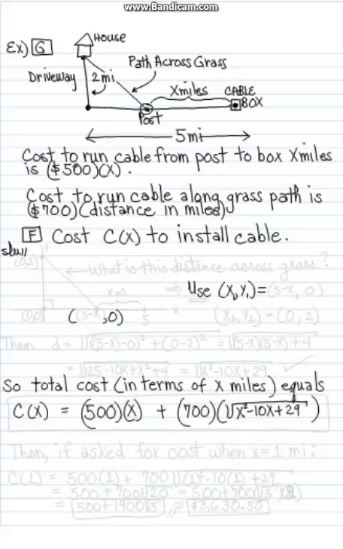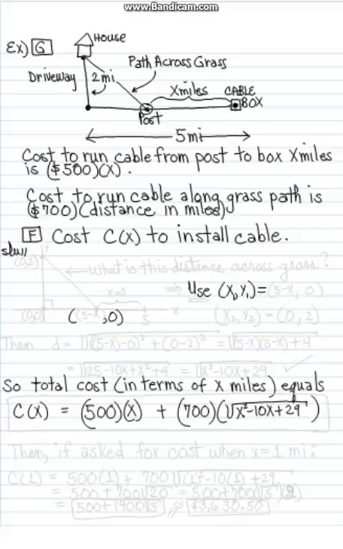We're given this cable situation. There's a house and there's a driveway which is 2 miles long going down to the street, and then at the end of the driveway you can turn and drive down the road until you get to a cable post. If you continue further, you'll get to the cable box.